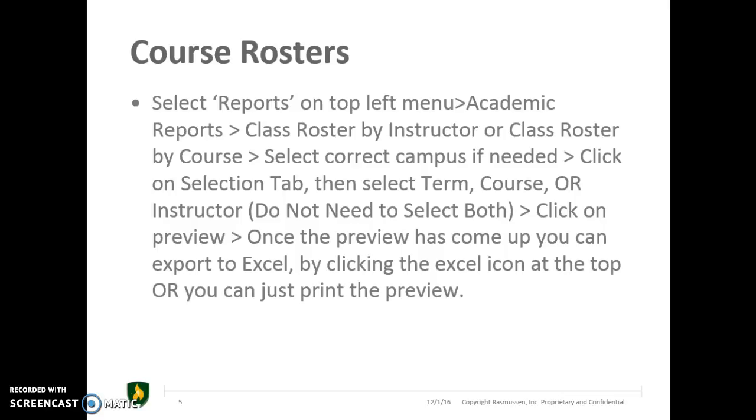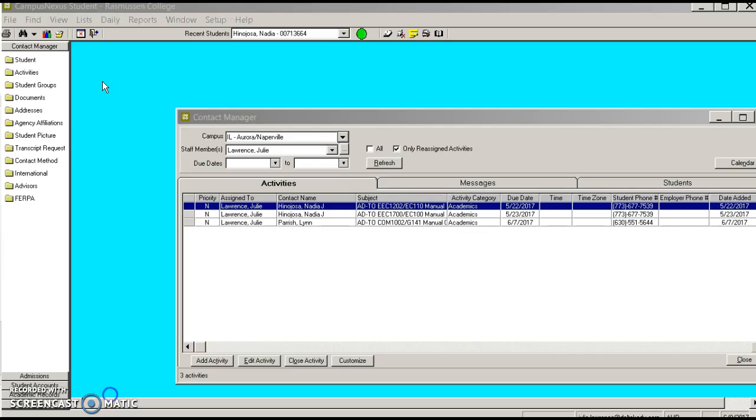The first one that we're going to look at is course rosters. I'm going to spend some time reviewing with you how to get to the correct spots within Campus View so you can pull rosters and better know who's in what classes within your program. As you will see, I am right now in Campus View.